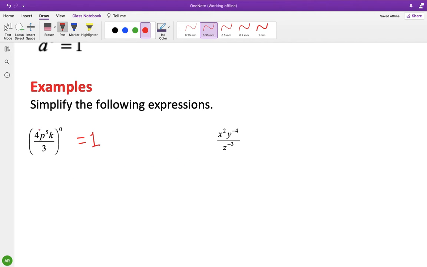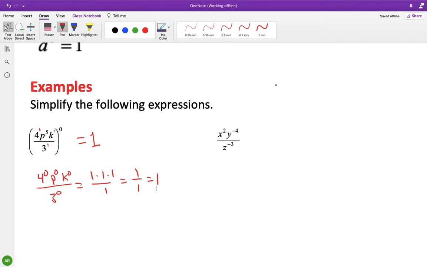Now, some people are like, oh, are you sure, Mr. Robinson? Well, let's find out. So I'm going to add a hidden exponent right there. I know 4 to the 0 power is 1. Then 5 times 0 is p to the 0 power, which is also 1. Then I have k to the 0 power, which is also 1, divided by 3 to the 0 power, which is also 1. So I essentially have 1 times 1 times 1 divided by 1, which is 1 divided by 1, which is 1. It's 1. All right, so anything to the 0 power is 1.